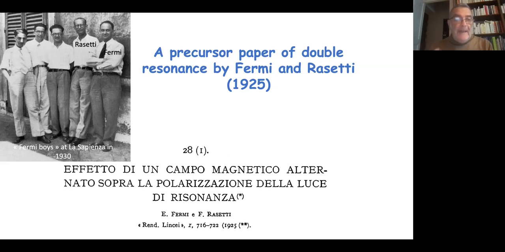In fact, Fermi and Rasetti had a very simple and very crude experimental setup. It was a time when microwave spectroscopy was still in its infancy, and it is only in 1950 that the development of technology made such experiments possible. But nevertheless, Fermi and Rasetti really started the field by making an interesting experiment. So you see the title, Effect of an Alternating Magnetic Field on the Polarization of the Resonance Light of Mercury. And you see here the picture that you have in the Aula Magna, which shows Fermi and Rasetti and his colleagues Segre and Amaldi.